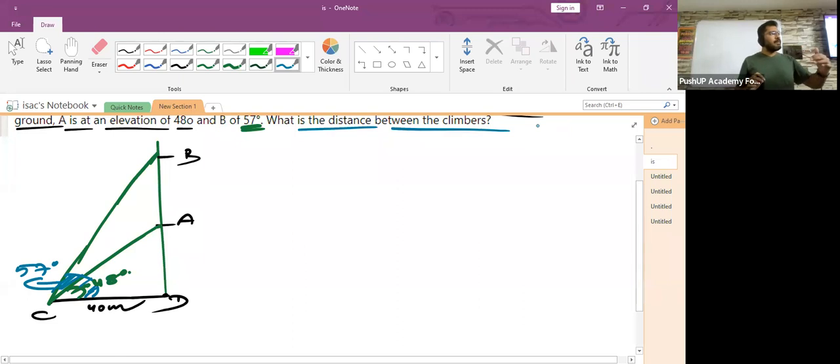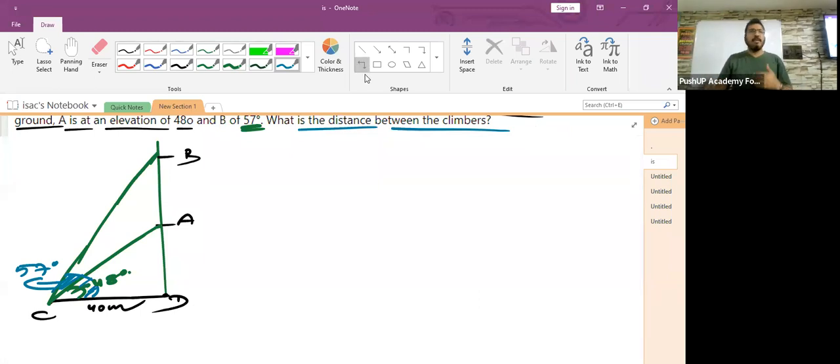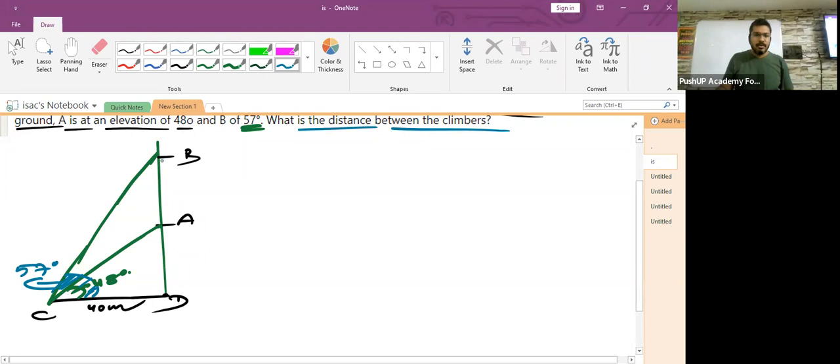So what they are asking us to find, what is the distance between the climbers? Where is the first climber? Point A. Where is the second climber? Point B. Now they are asking us to find what is the distance between both. So children, don't you feel we have to get the value of BA? Don't you agree with that? We have to get the value of BA, isn't it? This is the value which we need to find.